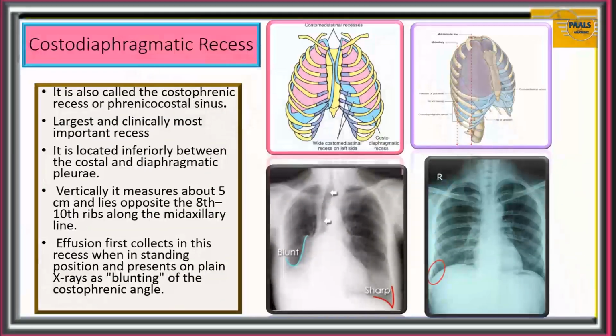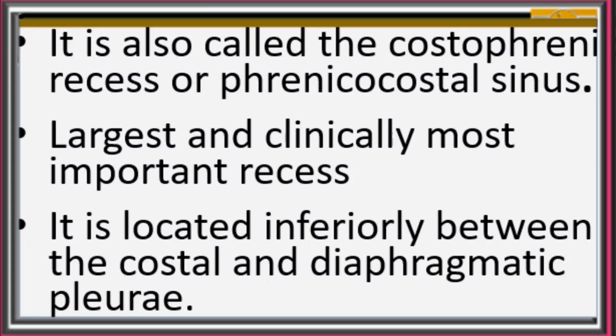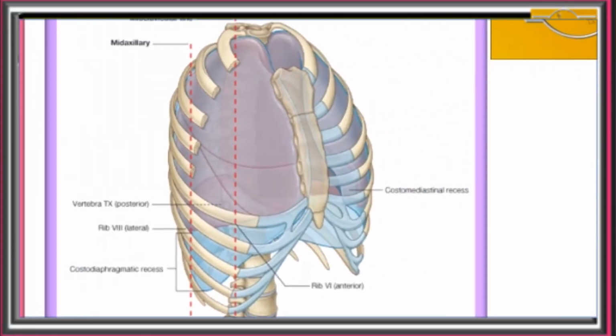We will start with the costodiaphragmatic recess. The costodiaphragmatic recess is also called the costophrenic recess or phrenicocostal sinus. It is the largest and clinically most important recess, and it is found inferiorly between the costal and diaphragmatic pleura. Vertically, from here to here, it measures about 5 cm, and it lies opposite the 8th to the 10th ribs along the mid-axillary line.